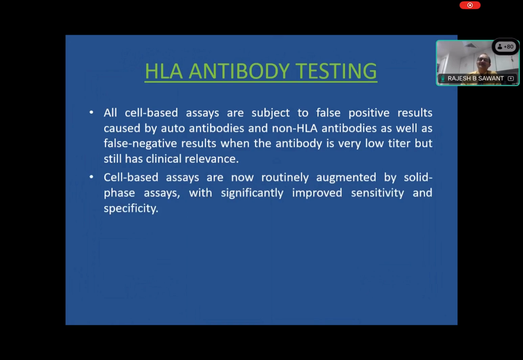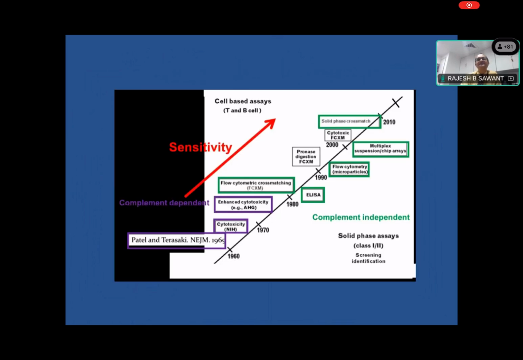Next, we'll try to understand about the antibody testing. So again, here we are not doing the molecular typing, but we are looking at the antibodies, and cell-based assays are, as we know, subject to false positive results, which may be caused by either non-HLA antibodies or auto-antibodies, etc. And there may be antibodies in very low titer or very low level, which may still have some clinical relevance. So these assays are now routinely augmented by solid phase assays, which have significantly improved the sensitivity and specificity, right?